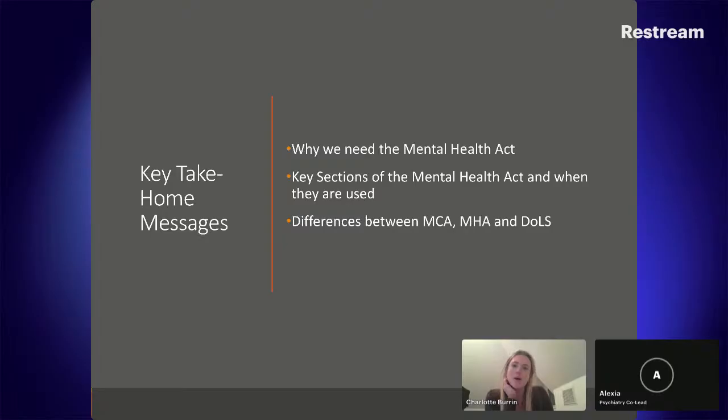So we've talked a bit today about why we need the Mental Health Act. We've discussed the key sections of the Mental Health Act and when we would use each of these and why. And we've touched a little bit on the differences between the Mental Capacity Act, Mental Health Act, and deprivation of liberty safeguards. Thanks everyone for listening.